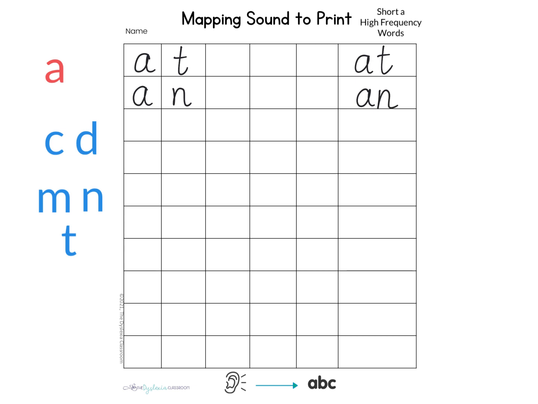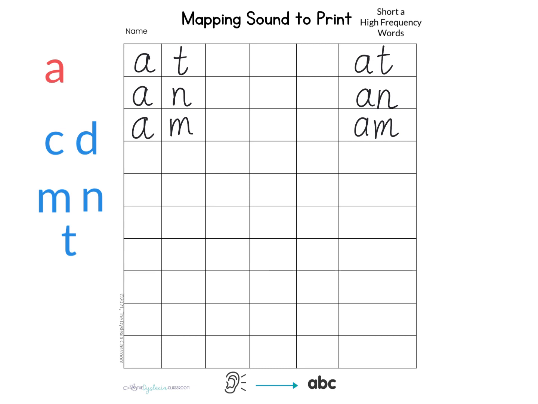Our next word is am. Echo am. Let's segment am. A, m. Let's count the sounds in am. There should be 2. We'll use 2 boxes. So let's write it. A, m, am.